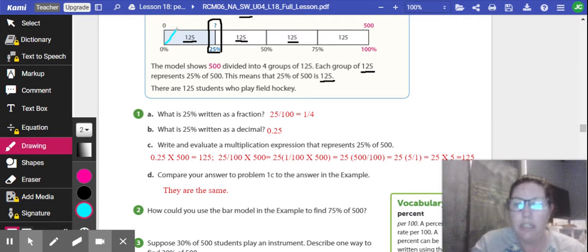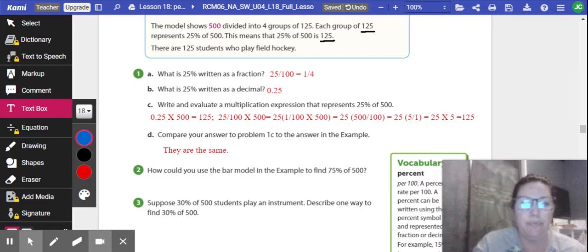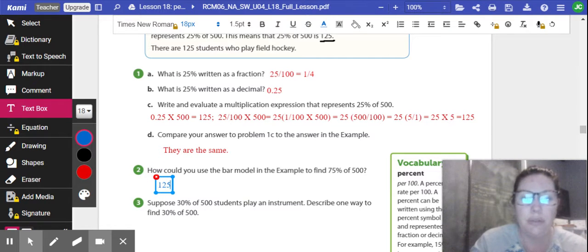So I want 75%. So I know that this bar equals 25%. This bar equals 50%. And this bar equals up to 75%, which is the same thing as 125 plus 125 plus 125. Or I can do 125 times 3 because I have 3 bars here and each one equals 125. So let's go ahead and put that for number 2. So for number 2, we could do 125 times 3.